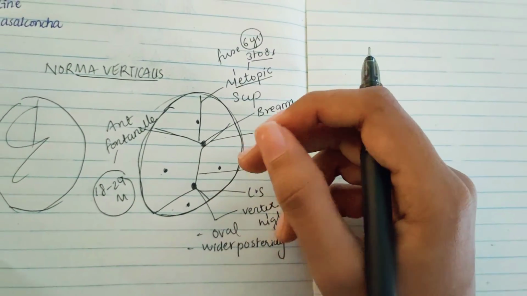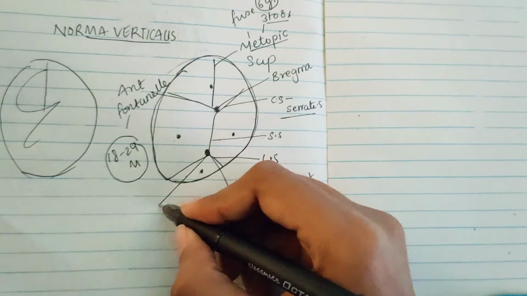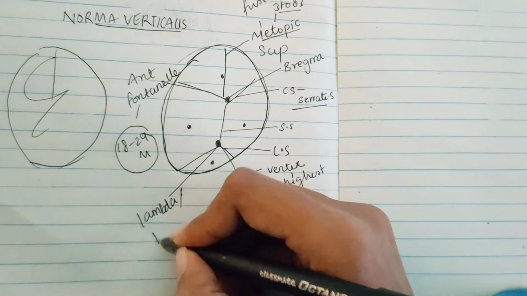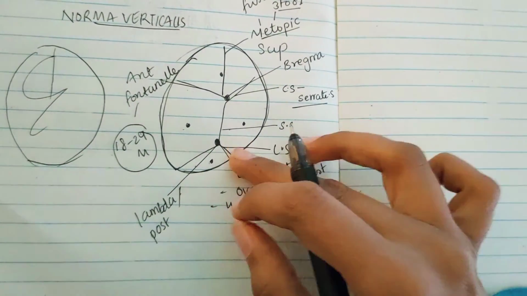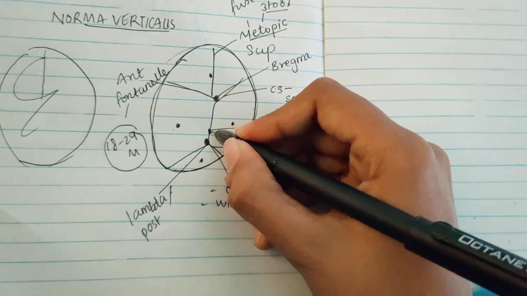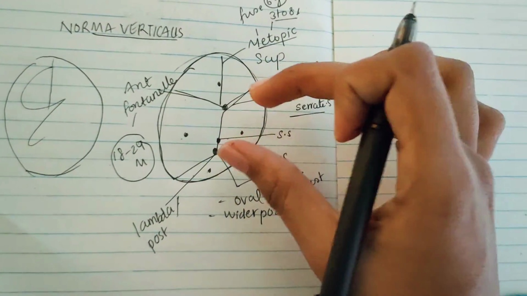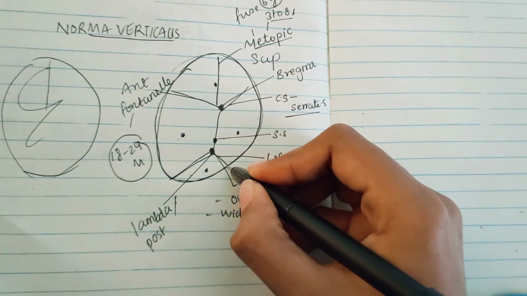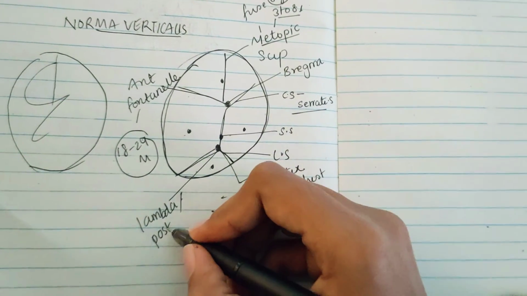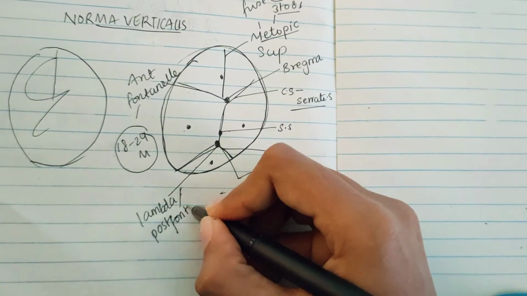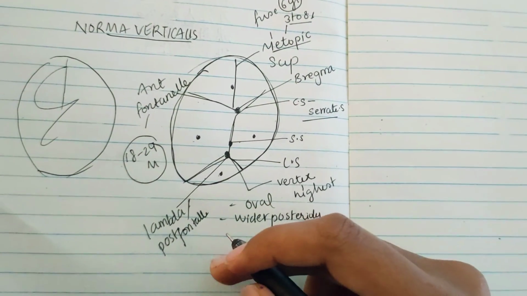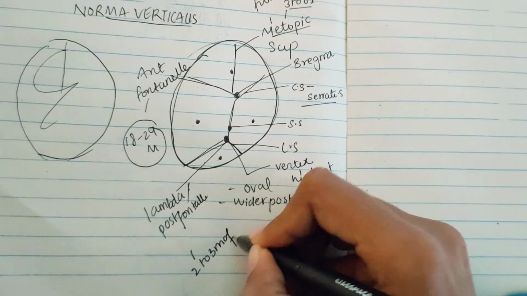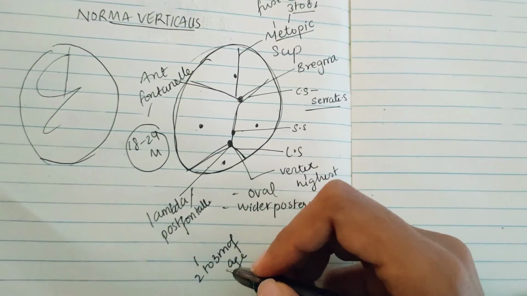Now coming to the lambda or posterior fontanelle. So this point is called lambda or posterior fontanelle. Don't confuse it with the vertex. Vertex is the highest point. It may be either here also. It is the highest point, that's it. Lambda is exactly this point where the lambdoid suture and sagittal suture are meeting. This posterior fontanelle usually closes at 2 to 3 months of age of the child.